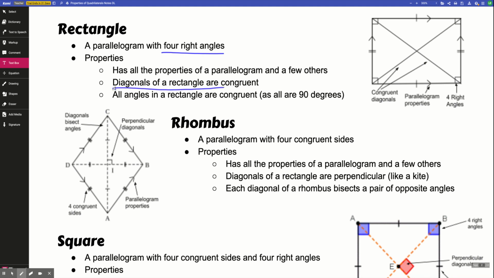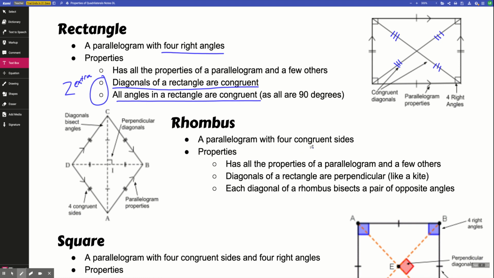The first is that the diagonals of a rectangle are congruent. Which means like these bisected diagonals here, all of these parts are congruent. Then the last thing, obviously, is that all angles in a rectangle are congruent, right? They're all 90 degrees. All right, so those are your 2 extra properties for rectangles, okay?